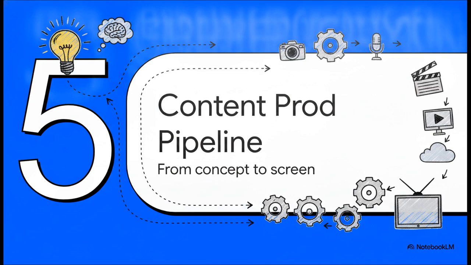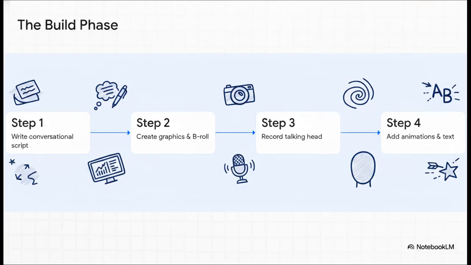Finally, we arrive at Section 5, the content production pipeline, from concept to screen. Notice how these initial creative steps perfectly mirror that build phase of software development we were just talking about. We're not writing code, obviously, but we are systematically assembling raw materials. Step 1 is writing the conversational script from the outline. Step 2 is bringing in a graphics designer for infographics and B-roll. Step 3 is recording the talking head. And Step 4 is weaving in those animations and text overlays. It is a highly sequential build process.